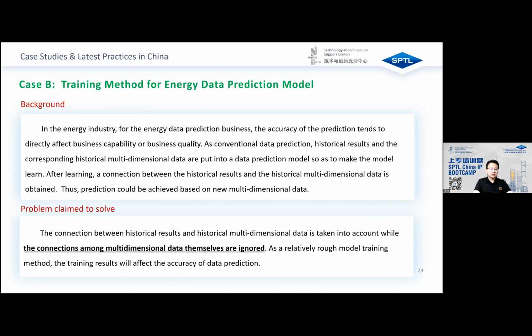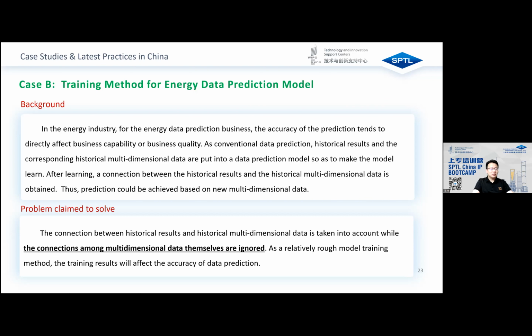Next, let's see a positive case. As the second case, its name is a training method for energy data prediction model. I'm sorry that I will read a long description in a very poor pronunciation, but it really helps you understand an appropriate drafting, so please enjoy it.